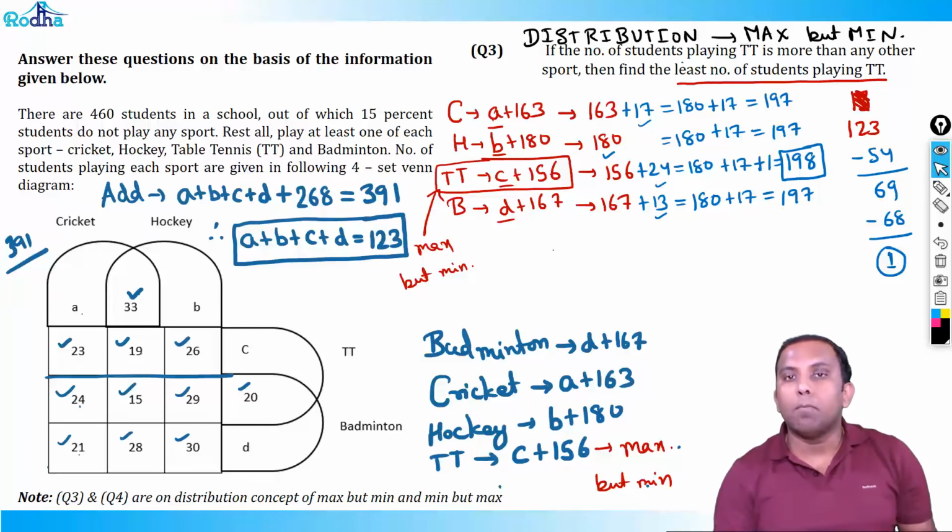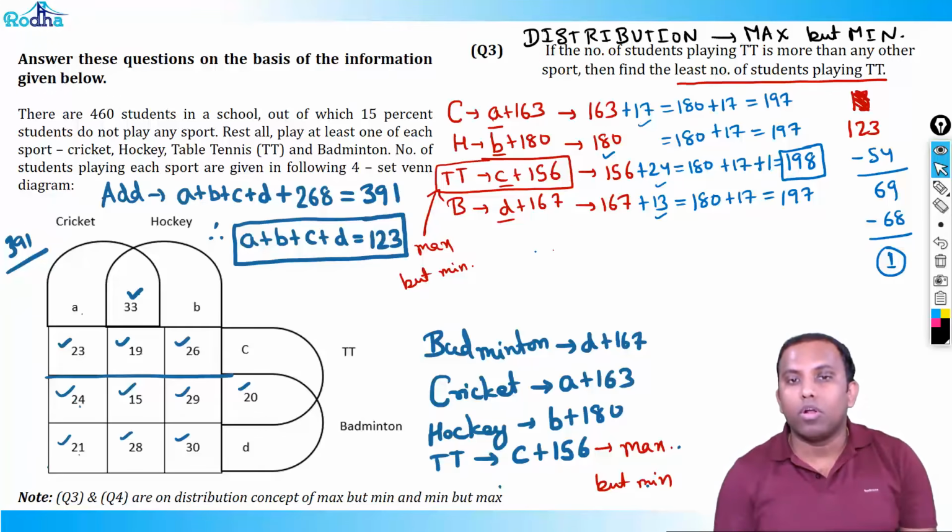So what is the question? Number of students playing TT is more than any other sport, right? All others are 197, 197, 197. TT is how much? 198. But that number is the least number. Find the least number of students playing TT. This number is as least as possible, right?